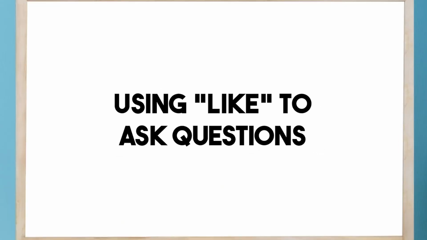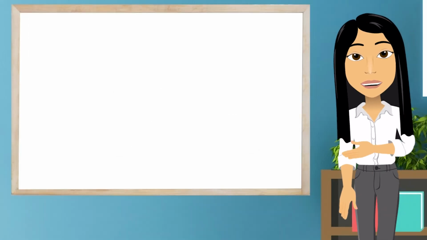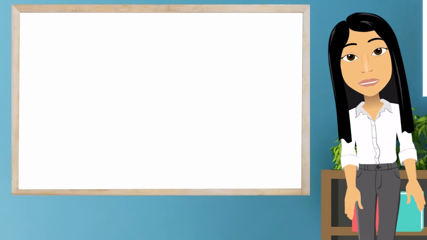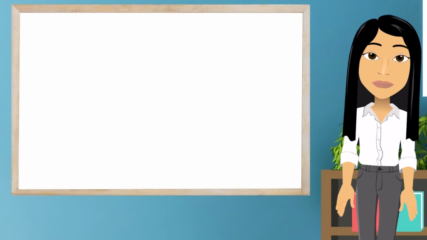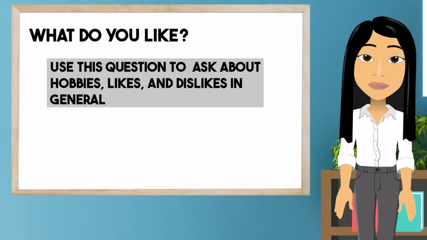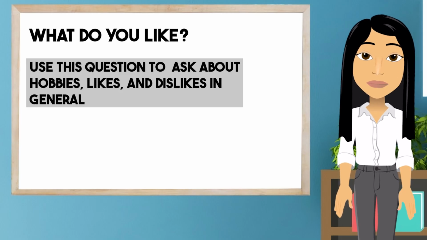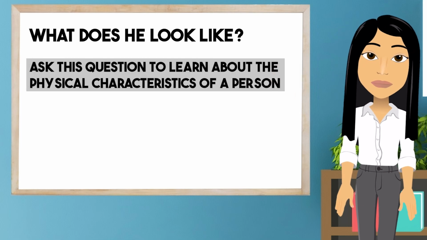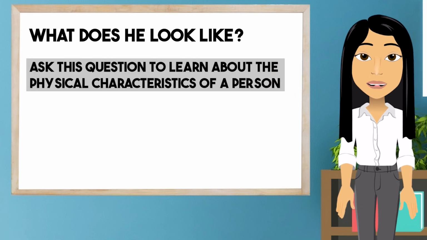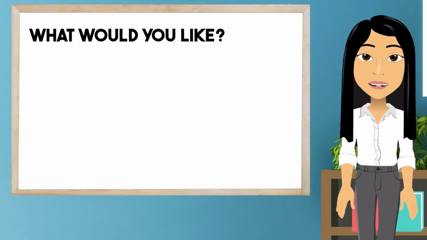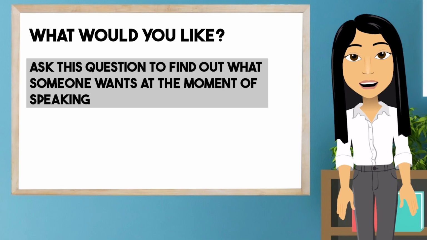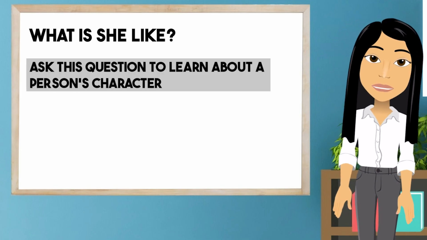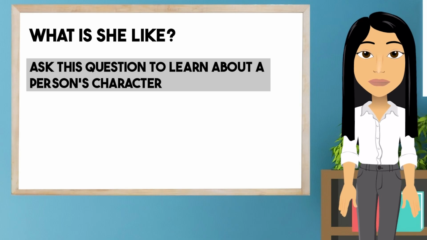Using like to ask questions. Questions with like are very common, but they can be a little confusing. Here is an explanation of each type of question with like. What do you like? Use this question to ask about hobbies, likes, and dislikes in general. What does he look like? Ask this question to learn about the physical characteristics of a person. What would you like? Ask this question to find out what someone wants at the moment of speaking. What is she like? Ask this question to learn about a person's character.